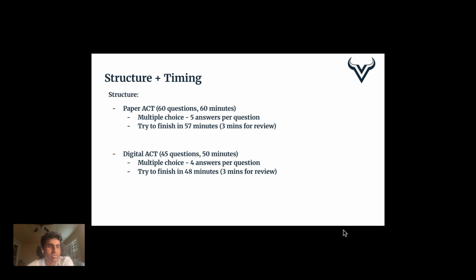All right, so as usual, we'll start off with the structure and timing of the section. For math, for the paper ACT, it's 60 questions in 60 minutes. The old ACT had 5 answers per question, multiple choice. You're allowed to use your TI-84 or graphing calculator, anything, but no Desmos. My recommendation is to try and finish it in 57 minutes, giving yourself 3 minutes for review over the questions you didn't remember how to do.